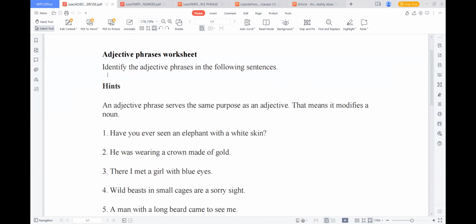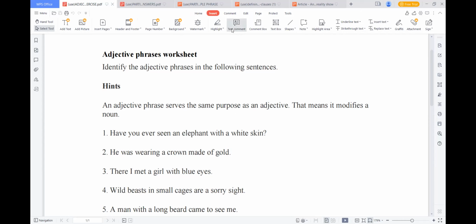This worksheet says identify the adjective phrases in the following sentences. You just need to identify, because I think I already sent you this material. So all you need to do is figure out the answer and write it down. Is that okay? You don't have to write the whole thing. So the hint here: an adjective phrase serves the same purpose as an adjective. That means it modifies a noun.